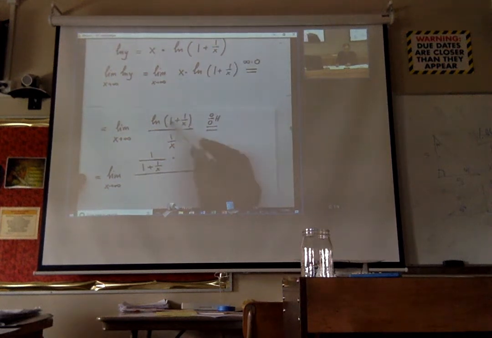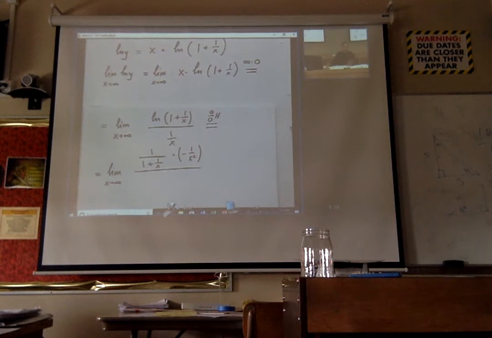So what's the derivative of 1 over x? Negative 1 over x squared. Negative 1 over x squared. Now, some of you are saying, how do we know this? Well, because many times we had this, right? So one more time, just quickly.